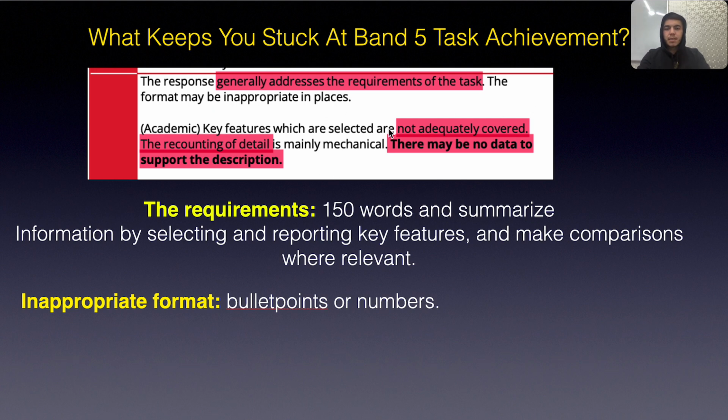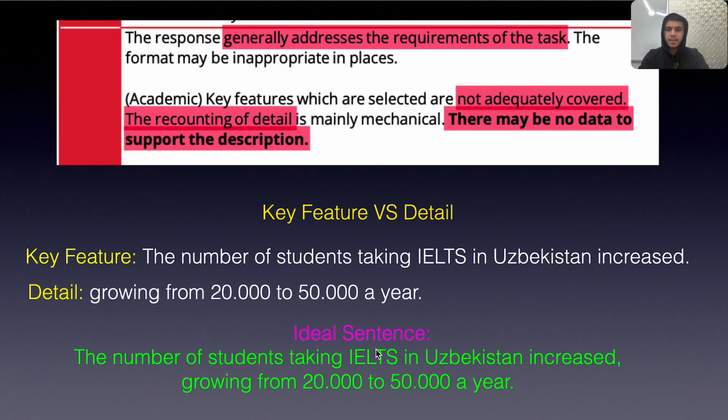And formats, we should talk about the formats, because the formats at band 5 may be inappropriate in some places. What I've seen personally throughout my teaching career is that I've seen students use bullet points or numbers. So you need to stick to academic writing task 1. You need to write an introduction, overview, and body paragraphs. Okay, moving on to the next slides.